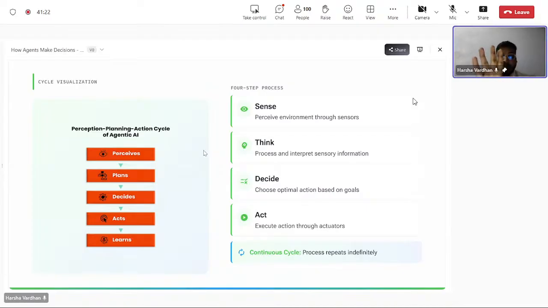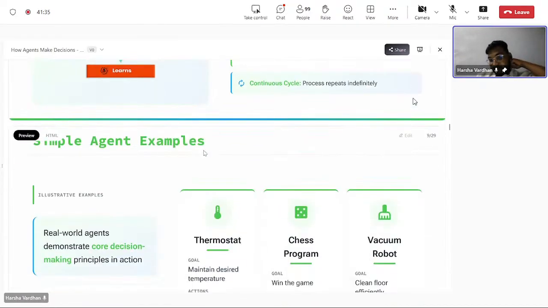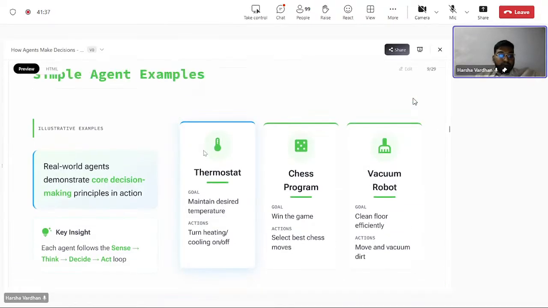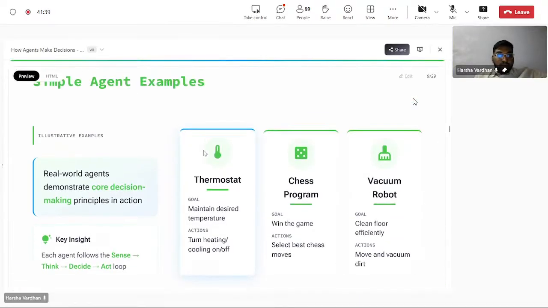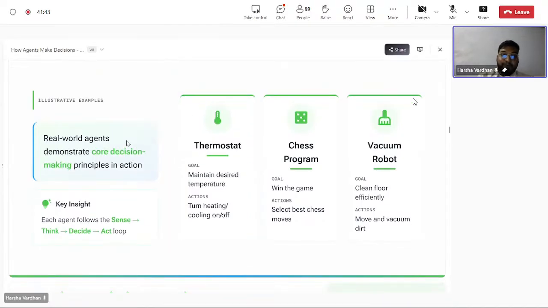So we generally call it a four-step process. But yeah, learning is the core thing which does not get mentioned. But yeah, it is very important for you people or for the agent. So these are a few examples of simple agents out there.